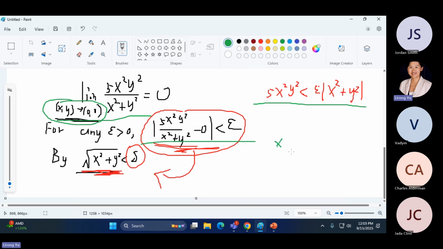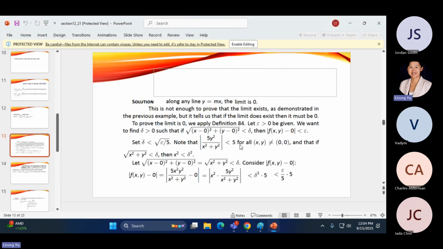When x and y are approaching 0, that means this value is already really small. And that's why our textbook was saying if x squared plus y squared is already small, when it's small enough, this will be less than 5. That's the assumption. Now we have to apply it along this.